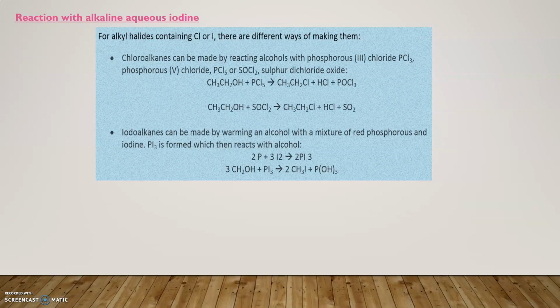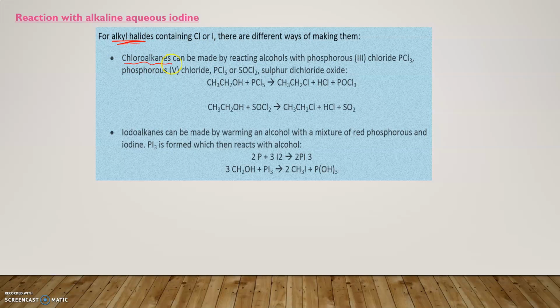Now we have the last reaction for alkyl halides, or halogenoalkanes as we used to know them. For the ones containing chlorine or iodine, there are different ways of making them. If you want to make alkyl halides that have chlorine or iodine, there are different ways.